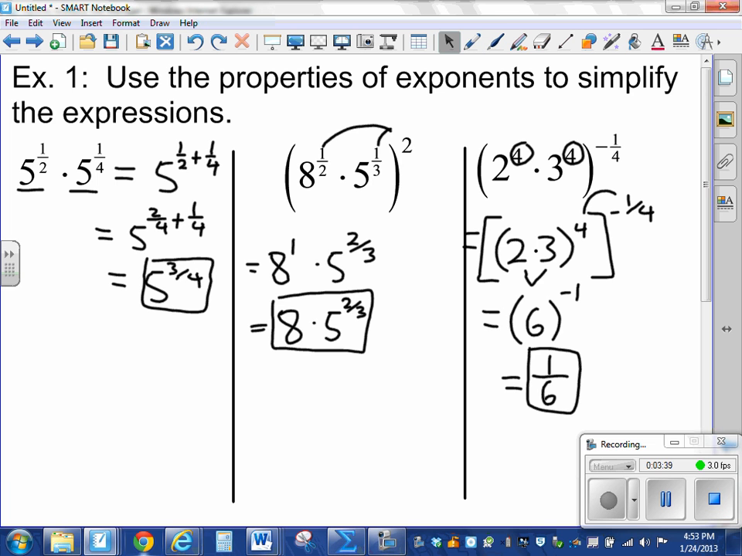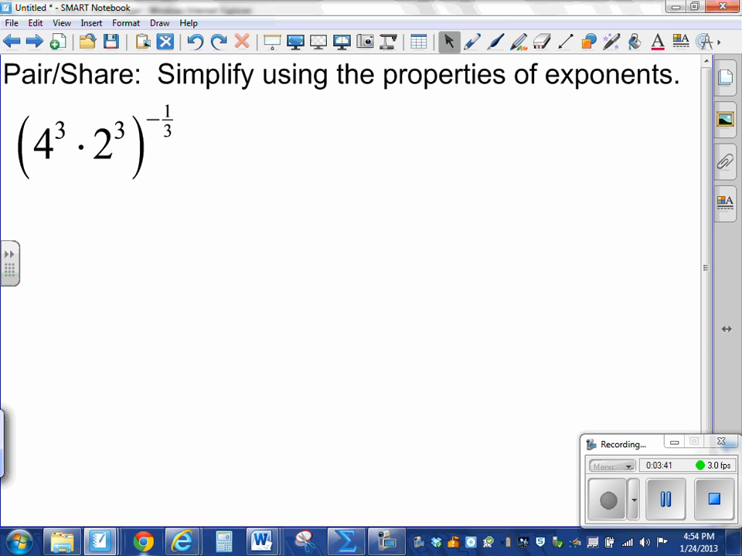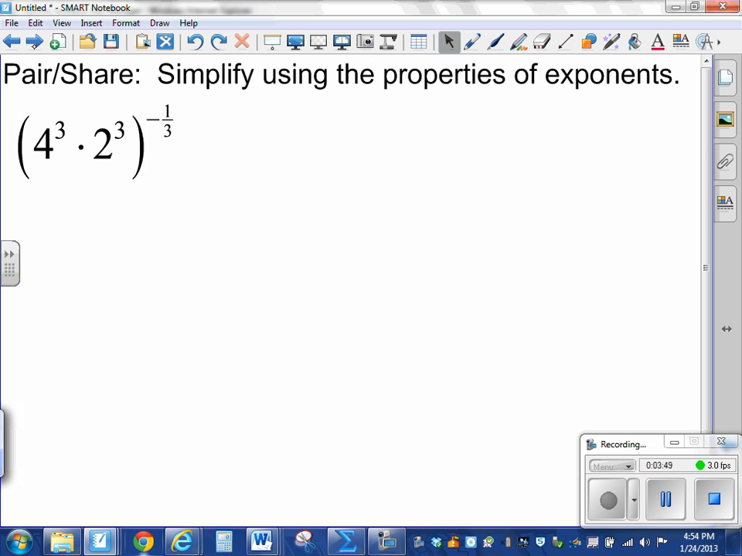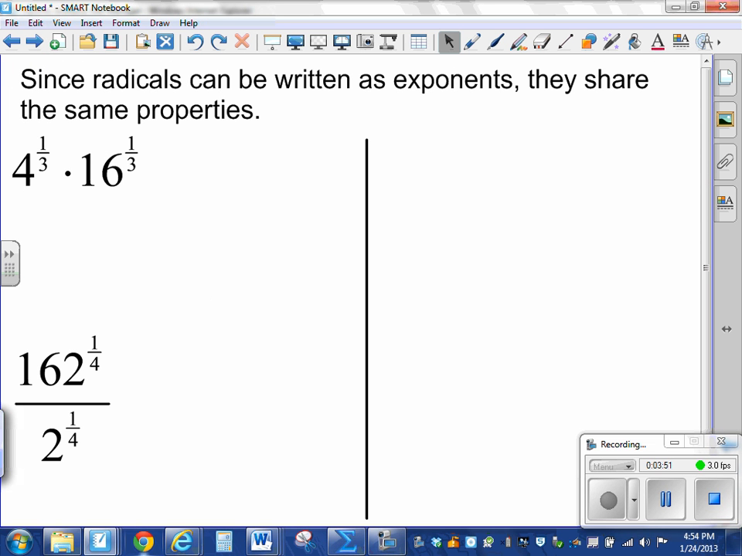All right, so next example. This was a pair share you did in class. The pair share is very similar to this one right here, so I'm not going to go over that one. Let's move on to these ones. Since radicals can be written as exponents, they share the same properties. So now we're going to get into the properties of radicals. Technically, since a radical can be written as an exponent, it just follows the same rules. So what we did in class was first this one.